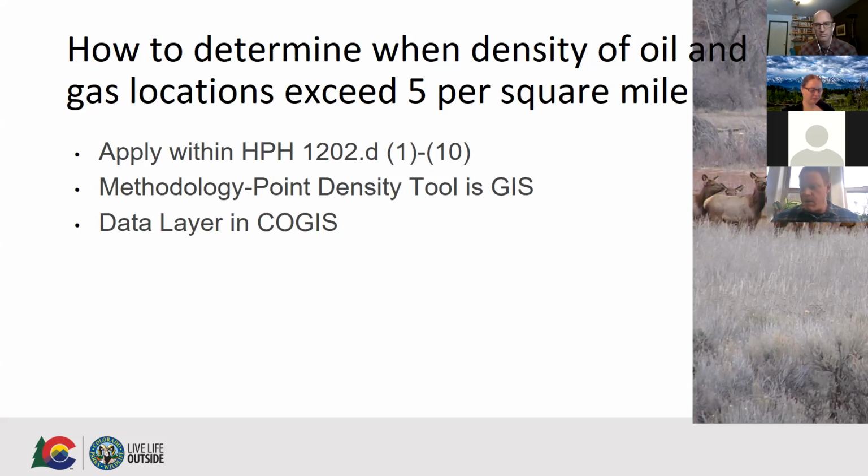We're going to update this layer annually. It's going to be a data layer on COGCC, so you'll be able to zoom in and plot your location, including locations on the edge of where we've already demonstrated that you've exceeded that. We can run this methodology for you during the consultation, or you can do it on your own. You'll have all those tools to do that. And Hannah, can you go to the next slide?